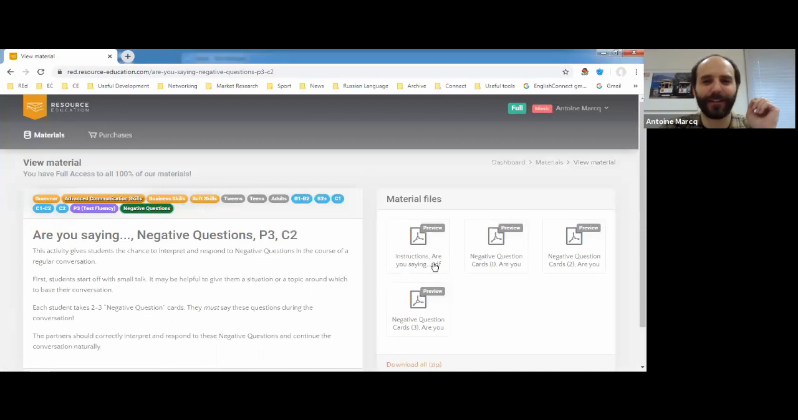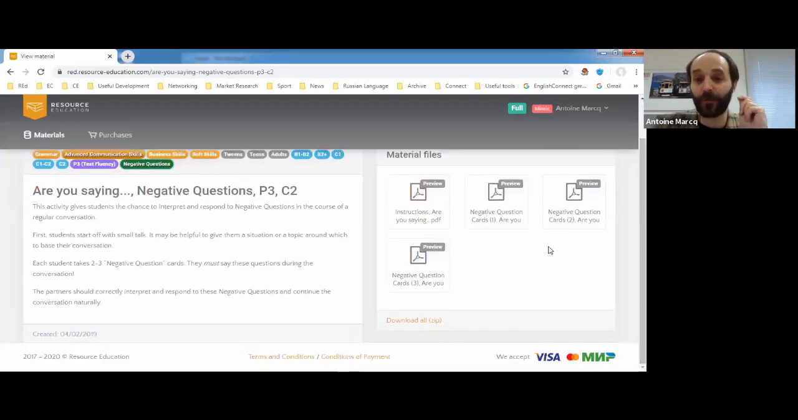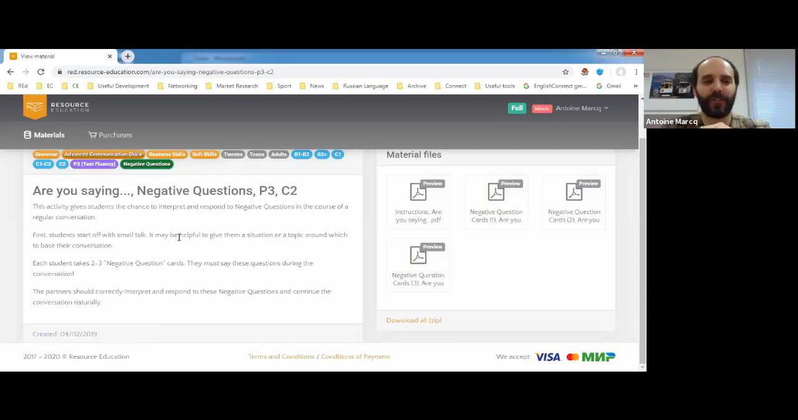So let me show you a P3. I love this one. It's really great. And again, you see a lot of different cards for you to use. This speaking activity is called Are You Saying? So it's going to be very simple. This activity gives students the chance to interpret and respond to negative questions in the course of a regular conversation. It's very important to have that in the course of a regular conversation.